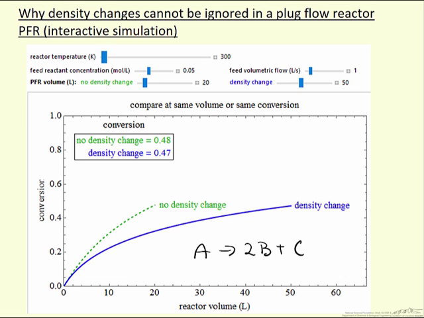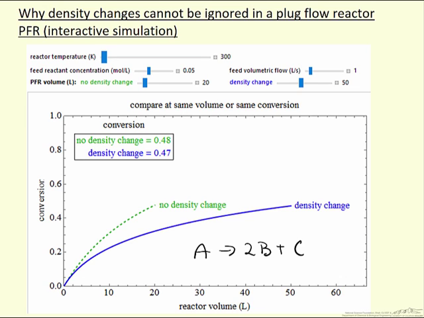And what the simulation allows you to do is compare conversion as a function of reactor volume for the case where there's a density change, the blue line. And then the simulation also says, suppose we ignore the density change in our calculation. In other words, suppose we do the calculation as if the reaction was A goes to C. Well, that's what the dashed green line is.